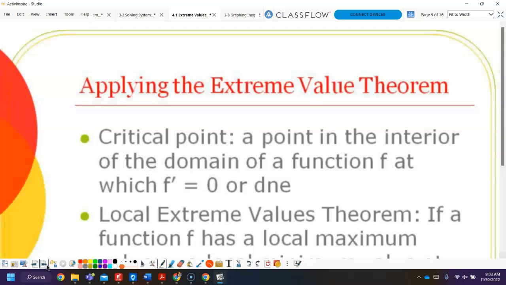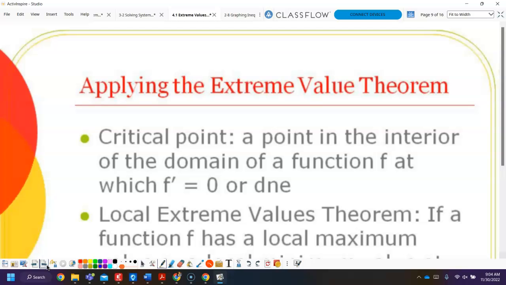A DNE case would be if you had an absolute value. We know that the minimum of an absolute value is a sharp corner. We can't find the derivative there because it's so steep on the left and so steep on the right that the slopes don't match. So in that case, you would have a critical point that is an extrema, but it would be non-differentiable. So critical points are zeros or DNEs of the derivative.